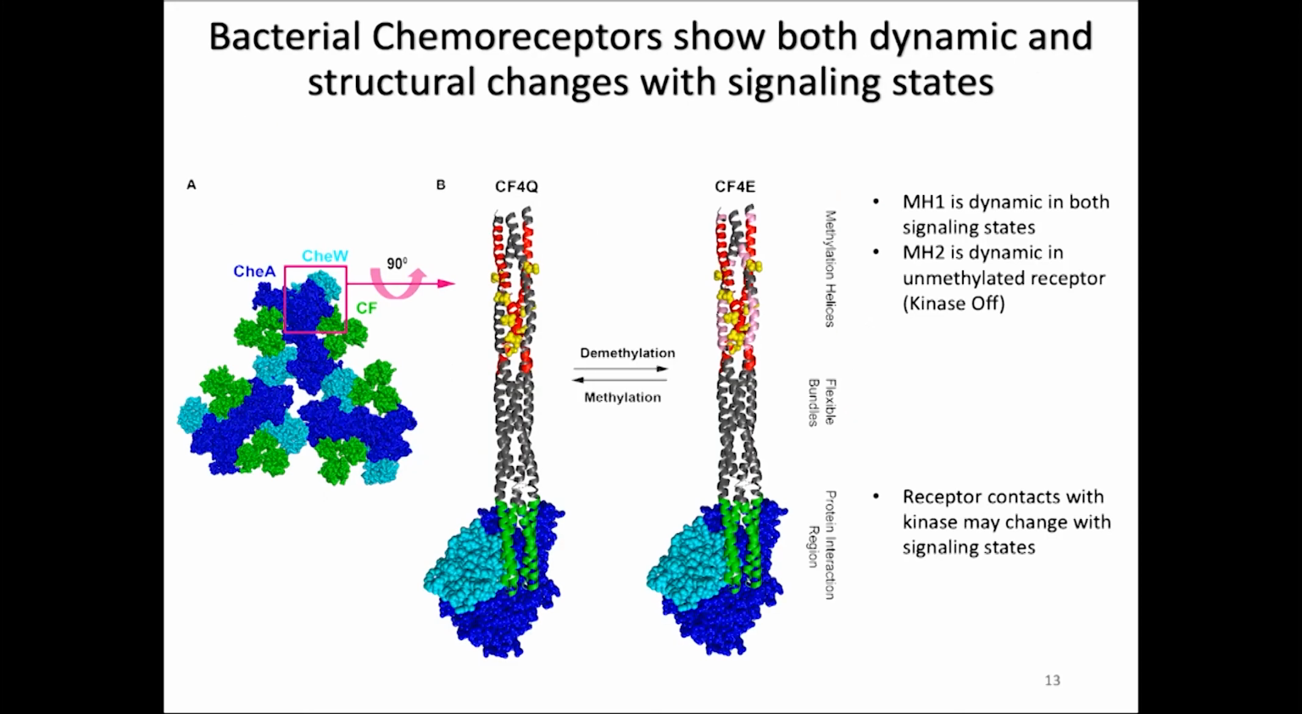So I'll just summarize real quick. Hopefully I've shown you that these chemoreceptors are really exciting systems which show both considerable dynamics and considerable rigidity, and everything in the middle, which we still have to figure out. Between the 2 states of the receptor, the unmethylated state shows higher dynamics, and there are definitely structural changes occurring here, which we are trying to figure out.